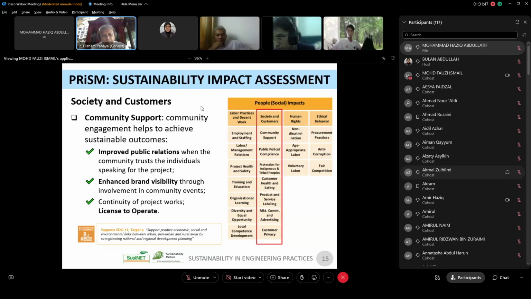And the other area is that you also need to improve your relationship with the community, because this is part of the license to operate. You are going into a community where you are going to run a project, and if you cause any disturbance to the community, they can report to the authority, and that can jeopardize your project.